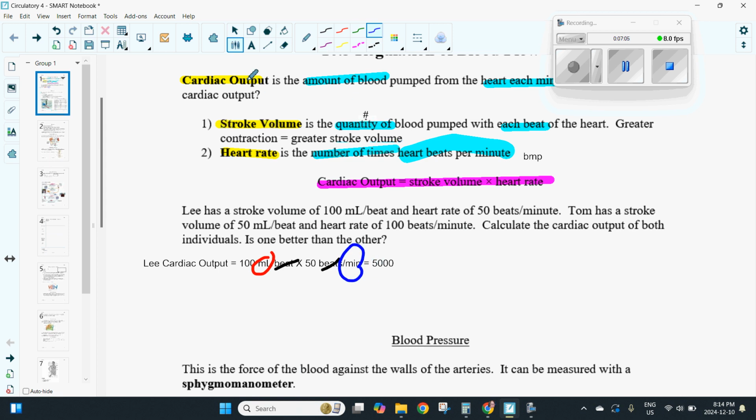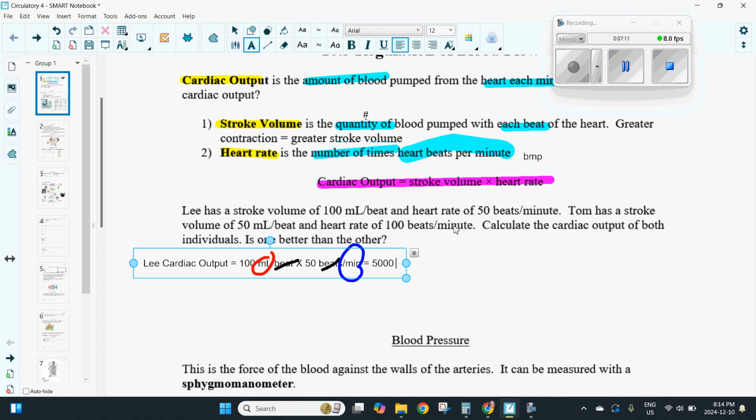See, this would be bad if I had to actually write it out with my mouse pad here. So this means that Lee's cardiac output is 5,000 milliliters per minute. So every minute his heart can pump, if I want to convert that, 5 liters of blood per minute. That's pretty darn good.